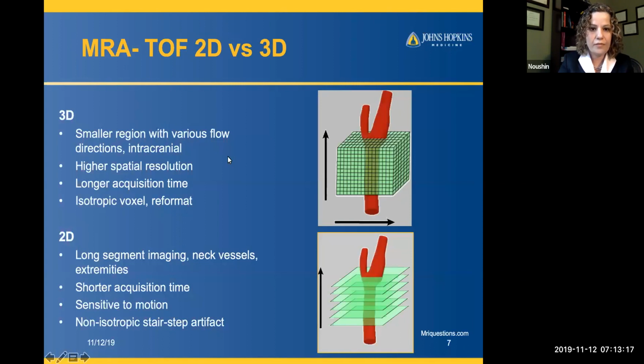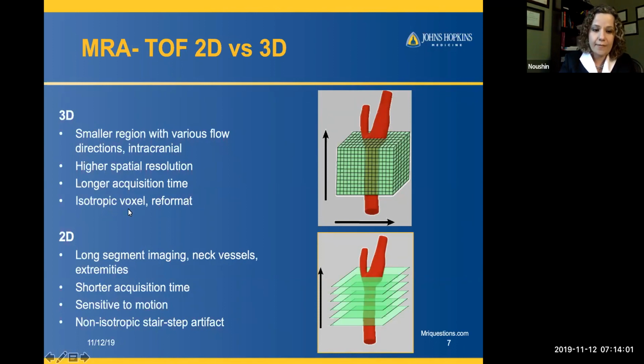This is just a depiction of the difference between a 2D versus 3D time of flight MRA. So 3D time of flight MRA, which we commonly use for intracranial vessels, is good for a smaller region which has various flow directions, like intracranial vessels. Let's say you have the carotid, which has this flow direction, and also like MCA branches. So when you have multiple tortuous vessels, 3D time of flight is going to be the modality of choice. It has a higher spatial resolution. Obviously, it's going to take longer. So for a small amount of tissue, this is the modality of choice.